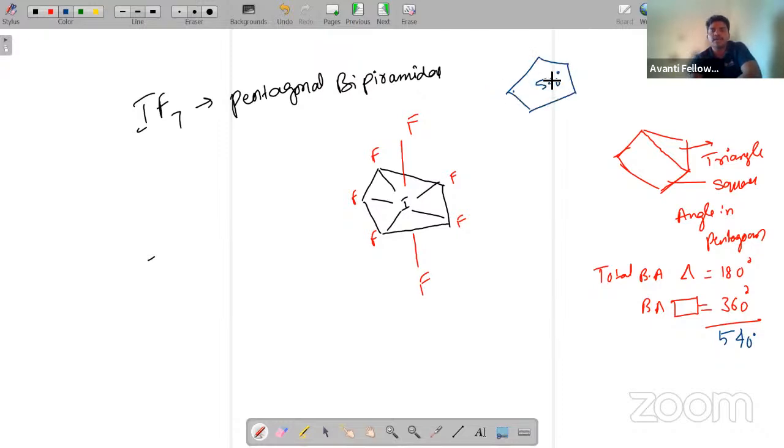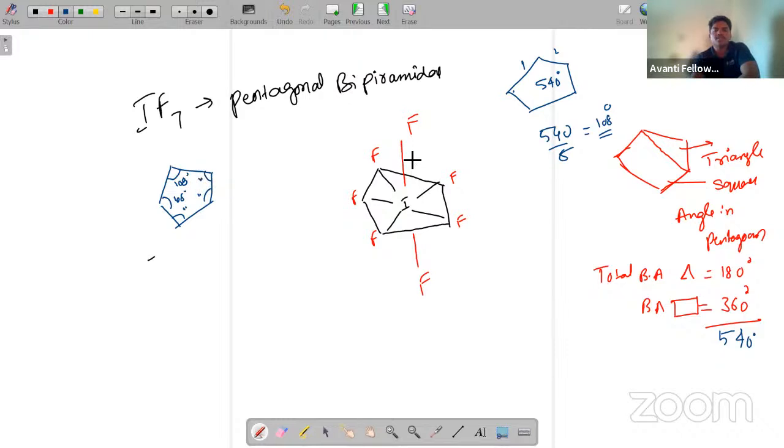So now how many sides do you have? 5 sides. So divide 540 by 5, you are going to get 108 degrees. So it is pretty clear that the bond angle between them is how much? The bond angle between them is 108 degrees. So if this is 108 and this is also 108, the same 108, 108 and 108 is the bond angle.